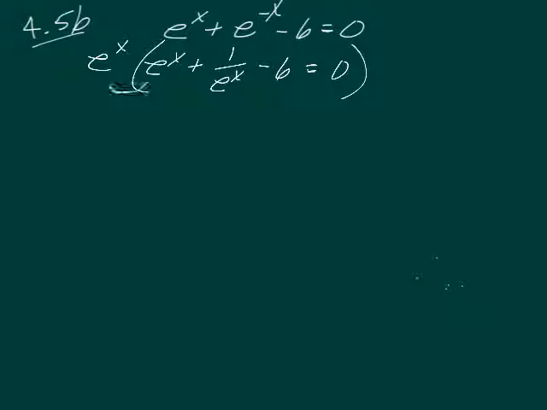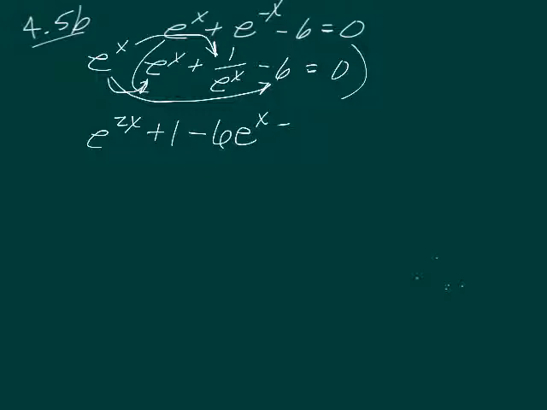Okay, so e to the x times e to the x is e to the 2x. Remember, when you are multiplying exponents, you add the exponent. This e to the x minus this is going to be e to the x over e to the x, so that'll be 1. Then we take this times this, which gives us negative 6e to the x equals 0.